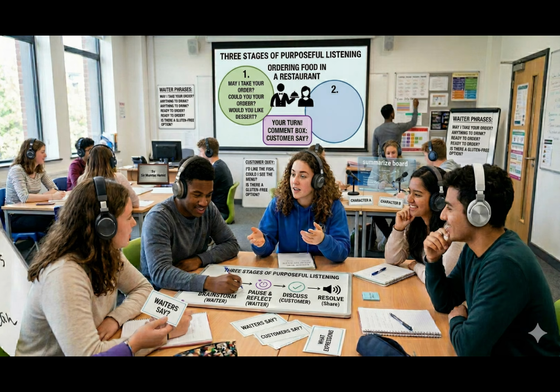Topic: Ordering food in a restaurant. Pre-listening activity. Students, imagine you are at a restaurant in Karachi. What expressions might you hear? Let's brainstorm. May I take your order? What would you like? Anything to drink? Would you like dessert? Now your turn. What would a customer say? Pause and write your answer in comment box.